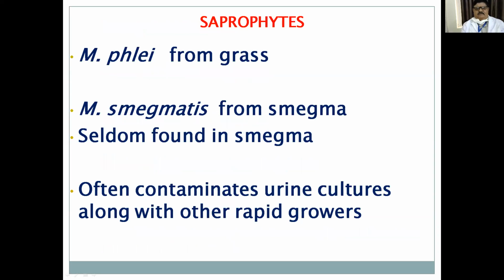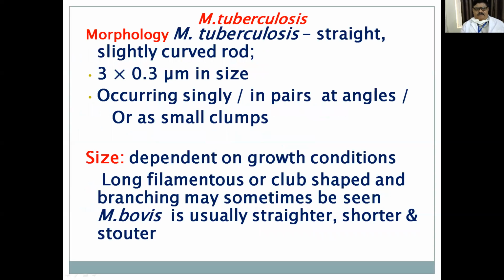And saprophytes, Mycobacterium phlei, the timothy grass bacillus. Mycobacterium smegmatis, you may be misled by the name. It is seldom found in smegma, but still it is named as Mycobacterium smegmatis. But why should we know about these things? They often contaminate urine cultures along with other rapid growers. So they cause some diagnostic difficulty. That's why I should know.